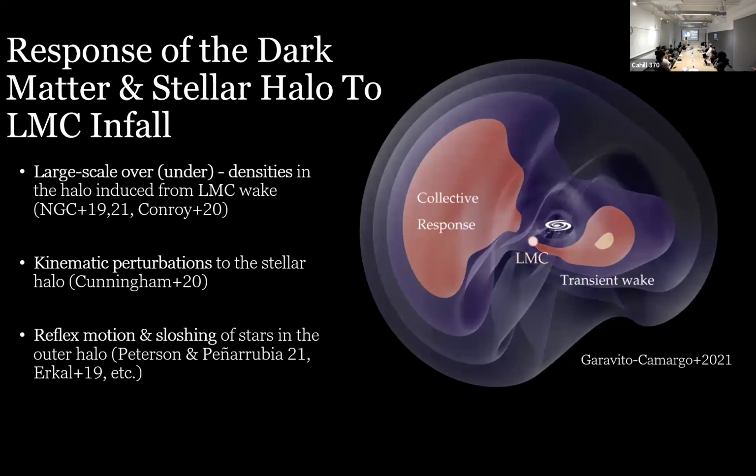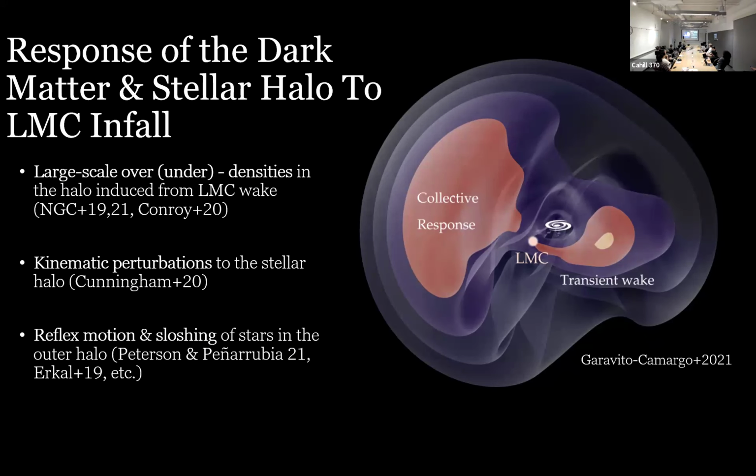Of course, this recent perturbation has motivated many in the Milky Way dynamics community to probe the large-scale response of the dark matter and the stellar halo to this passage. As the LMC passes through the halo, it transfers energy and angular momentum to the dark matter halo and generates density waves in the dark matter distribution. And as you can see in this figure, which to me has always looked like the human brain in many ways, you find this transient wake that trails the LMC along its past forward trajectory. You can think of this similar to your classical Chandrasekhar dynamical friction wake.